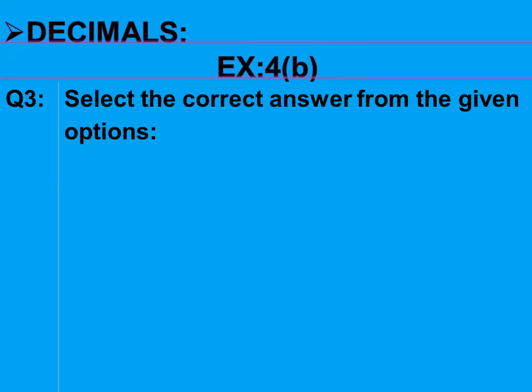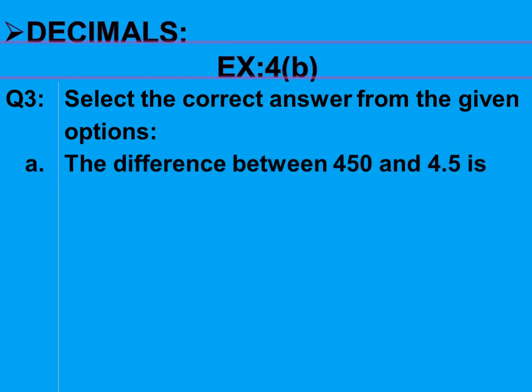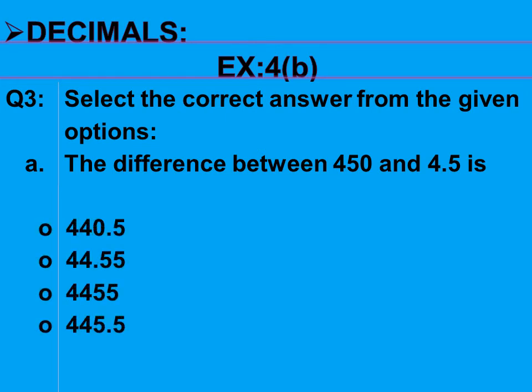Question number 3. Select the correct answer from the given options. Part A. The difference between 450 and 4.5 is. Dear students, 4 options are given and the word difference shows that we have to subtract these two given numbers. Now let's see. Yes, when we subtract these two numbers, we will get the answer 445.5. This means that the fourth option is our correct option.